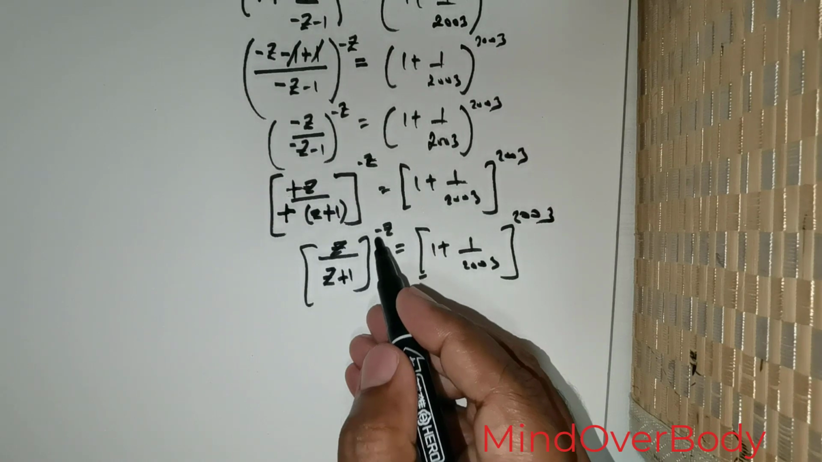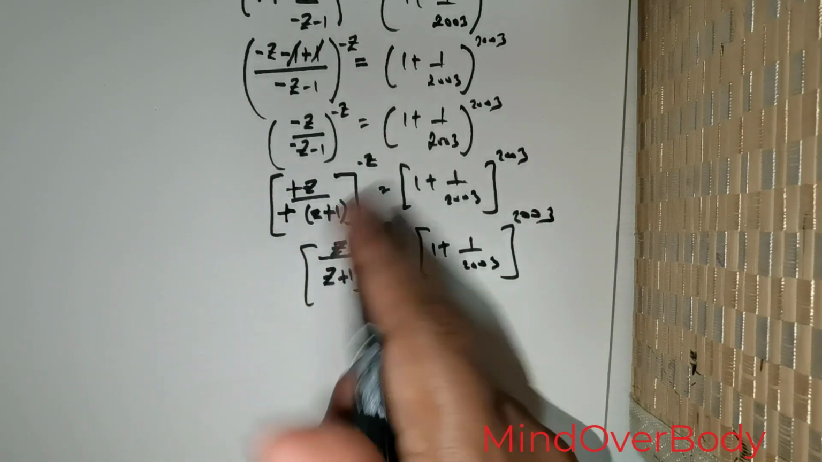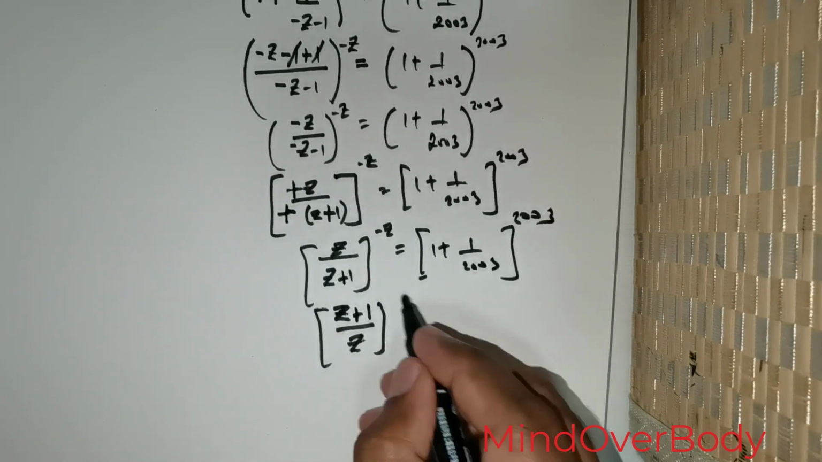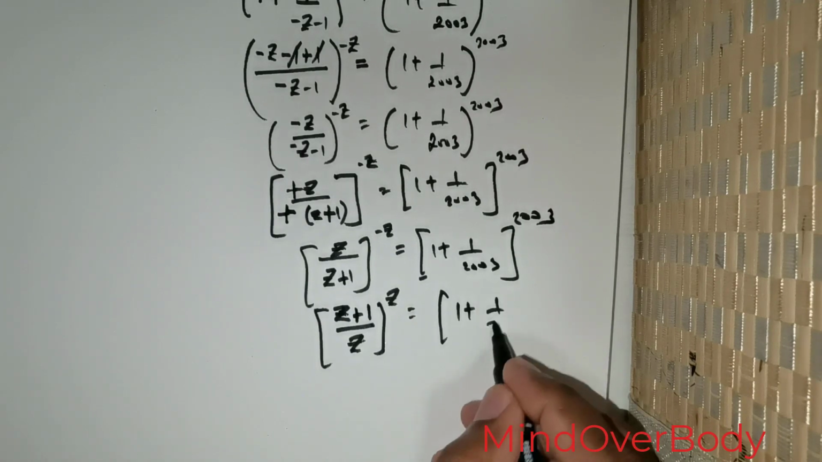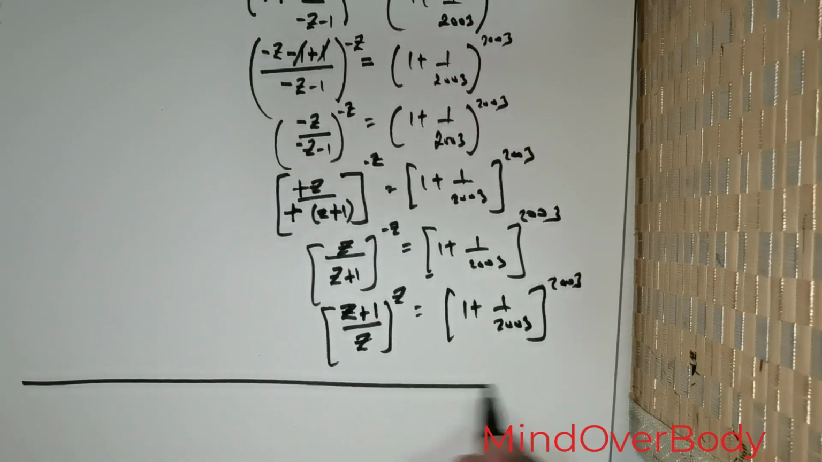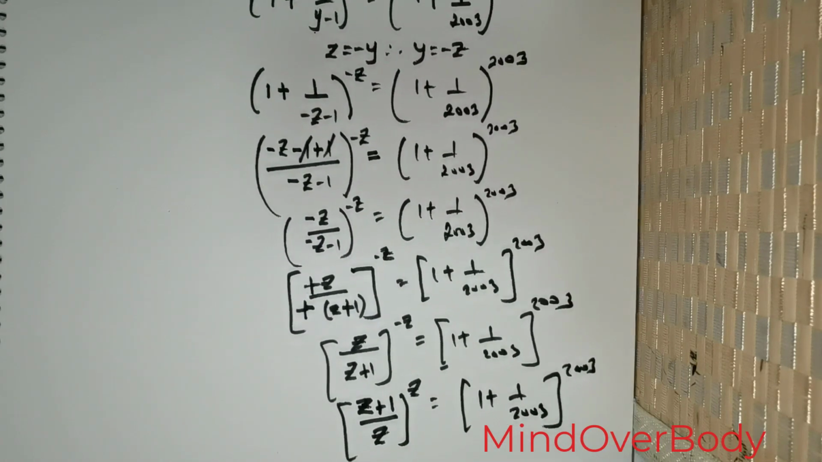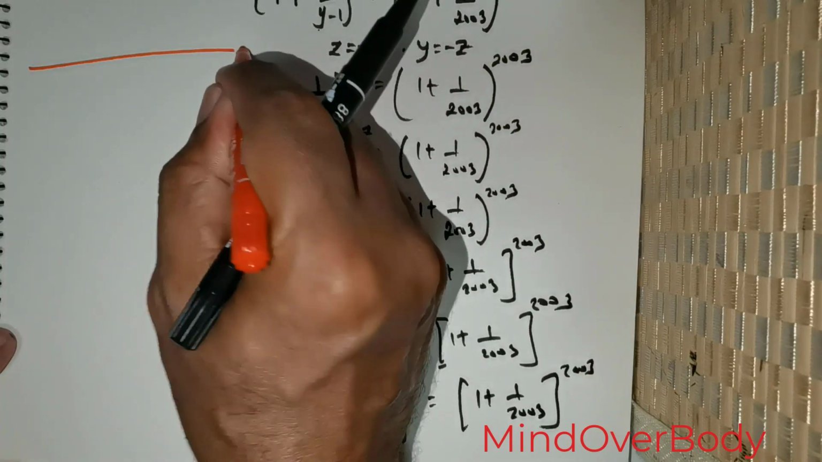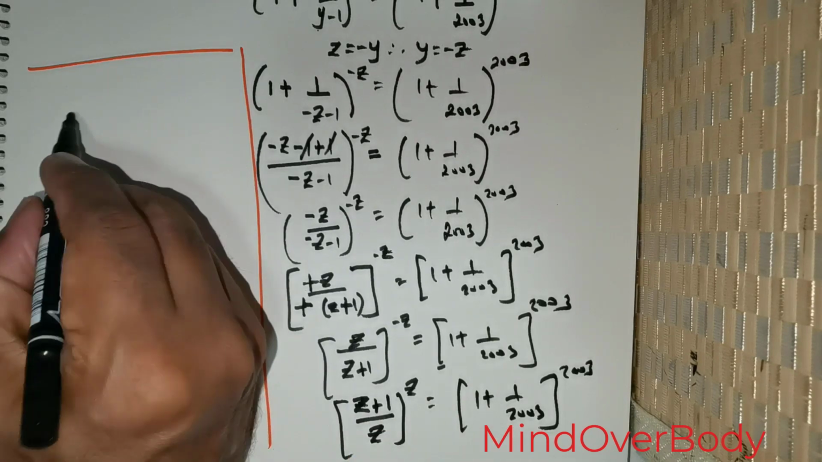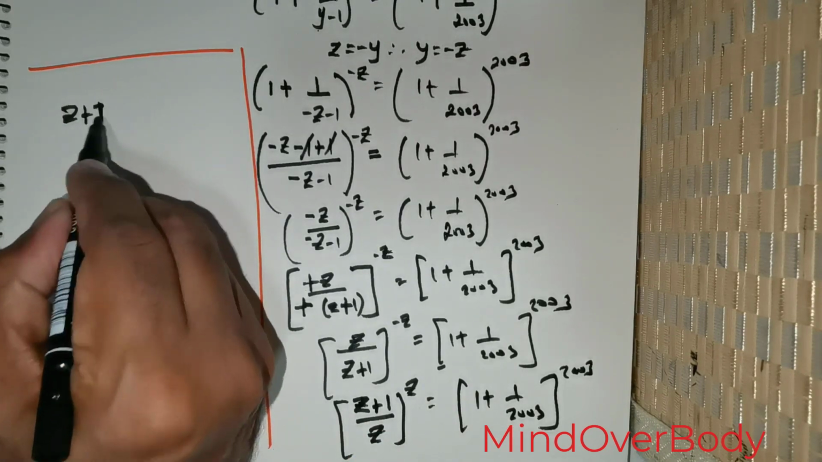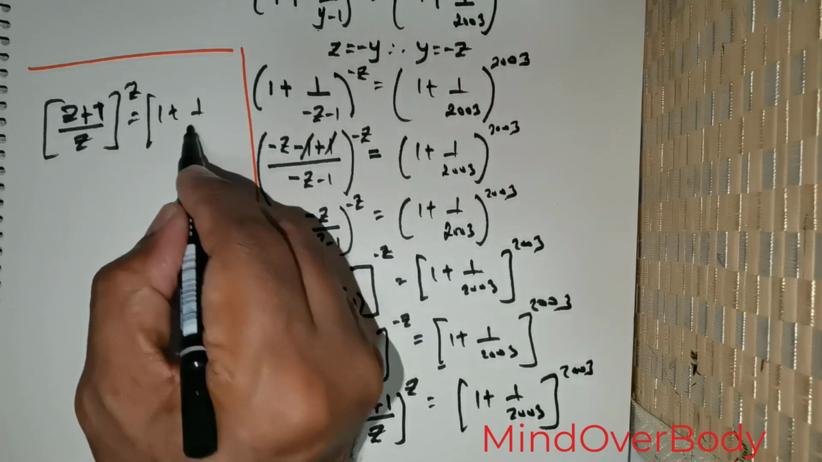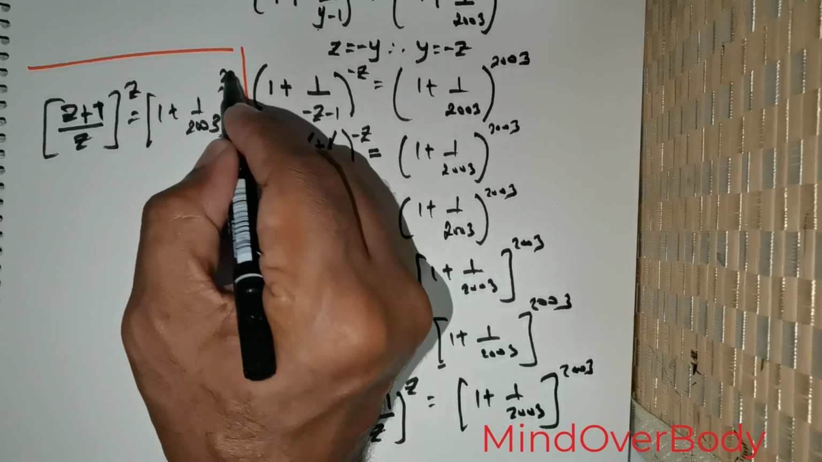Now this is negative z, so if I want to change it to positive, this would be flipped. So this would be (z + 1) divided by z raised to the power of z, which is equal to (1 + 1/2003) raised to the power of 2003. I would like to use the space over here to bring out the solution. Now I've got (z + 1) over z raised to the power of z, equal to (1 + 1/2003) raised to the power of 2003.